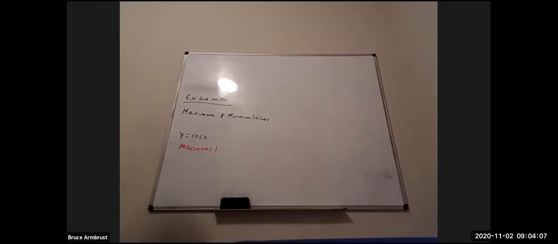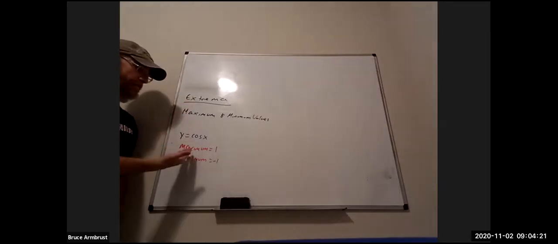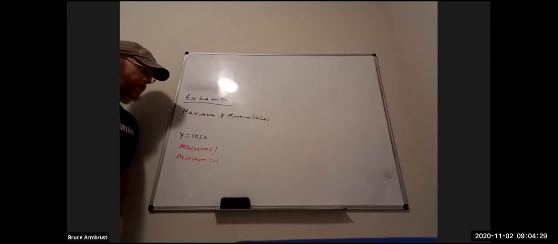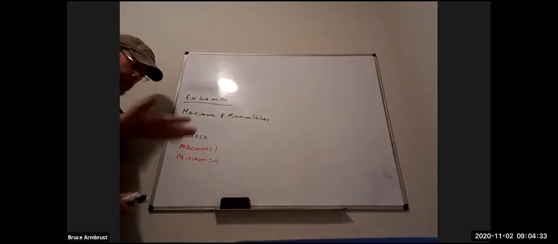How about the minimum value? -1. There you go. Okay, so y equals cosine of x is a function that does have both a maximum and a minimum value. There's a biggest and there is a smallest, right? So there's an example of one that has both, but you don't have to have both.